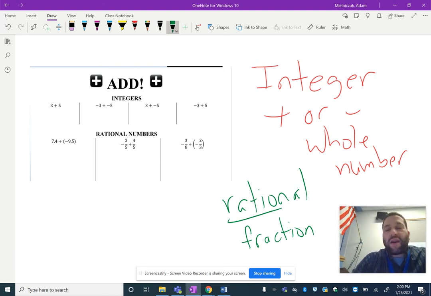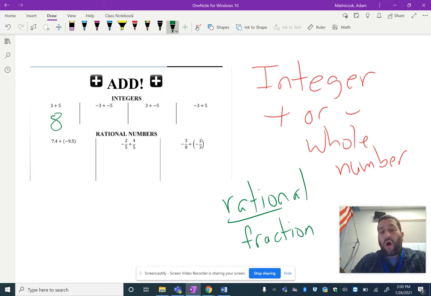Okay? If we're adding 3 plus 5, that's our most basic type of problem. If we have 3 of something and then we get 5 more of it, we have a total of 8. I don't really have any tricks to teach you that one. You're just adding.